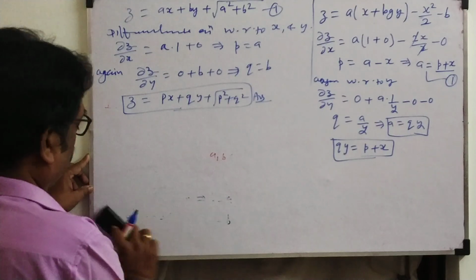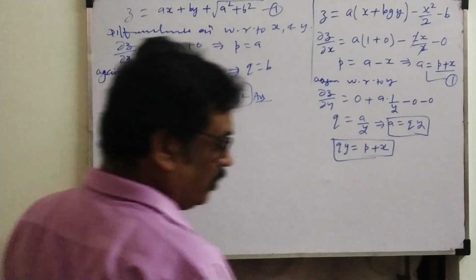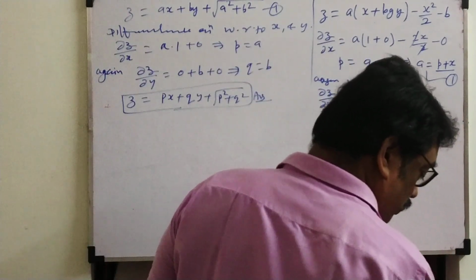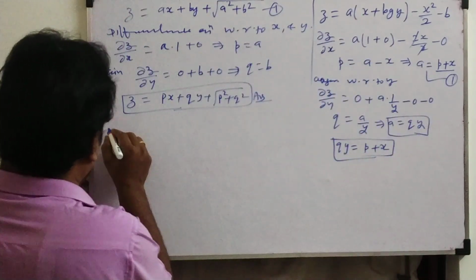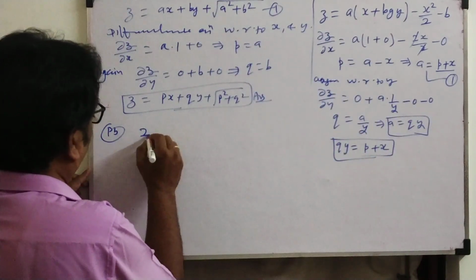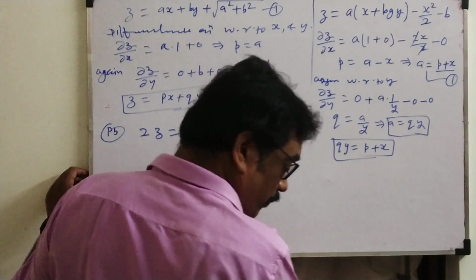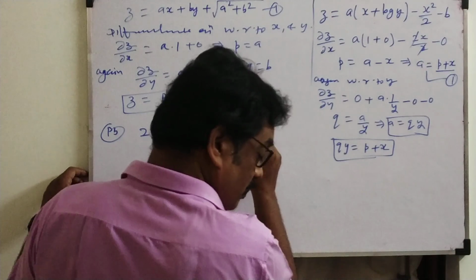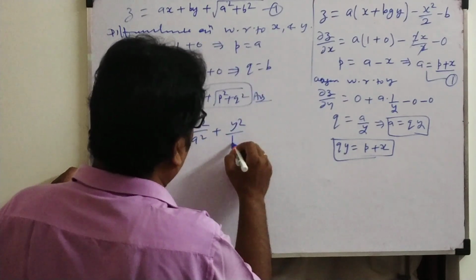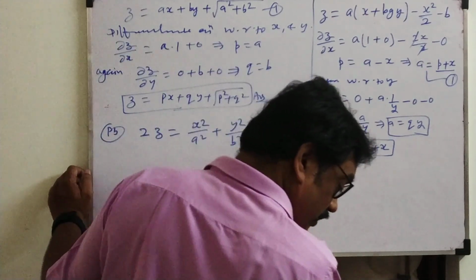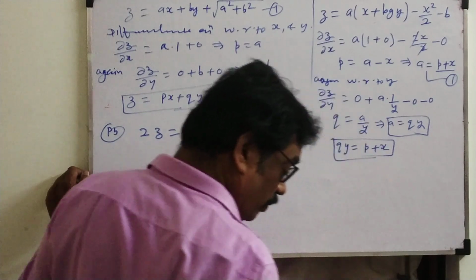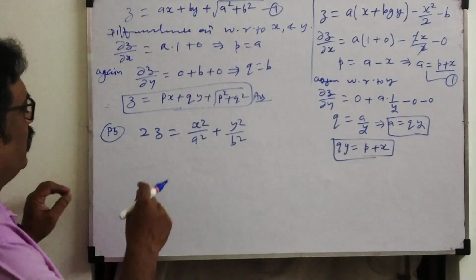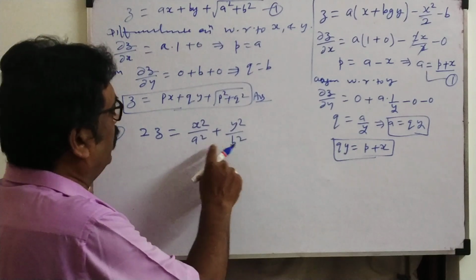Come, see this. I'm practicing a number of questions, so you can follow. So we'll take, suppose questions like these will be there. 2z is equal to, a little complicated, x square by a square plus y square by b square. Yeah, like these questions will be there. Then what is the arbitrary constant? A and B we have to remove.